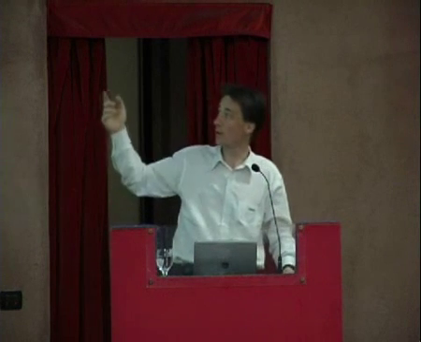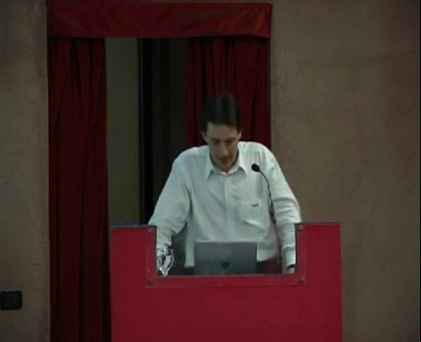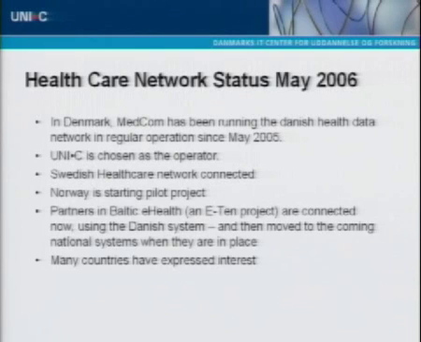And in Sweden, for instance, they have an open MPLS network, and then they have the security in the firewalls at the edges of that network, and there the connection agreement system is used to document all the rules that are in all of those firewalls. So Sweden is on. Norway is starting a pilot project about how to make this system nationwide. And we also have shown that in an EU project called Baltic eHealth, we've had these Estonian and Lithuanian hospitals. And we've also had expressed interest from many countries.